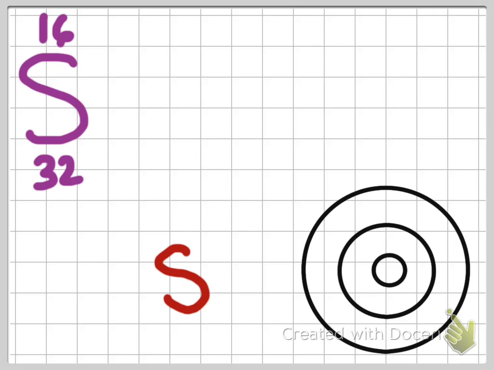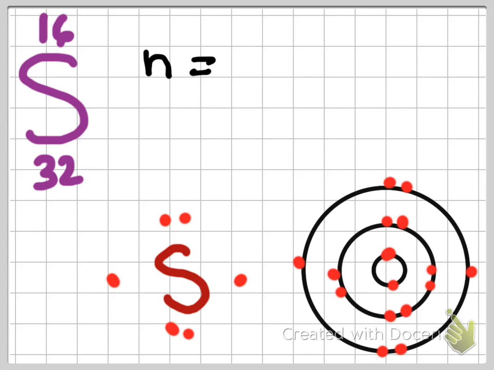Sulfur. Okay, let's see. Let's go ahead and put them on here. 1, 2, 3, 4, 5, 6, 7, 8, 9, 10, 11, 12, 13, 14, 15, 16. Okay, we have 6 valence electrons because they're in the outer shell. And for sulfur, the neutrons would be 16.